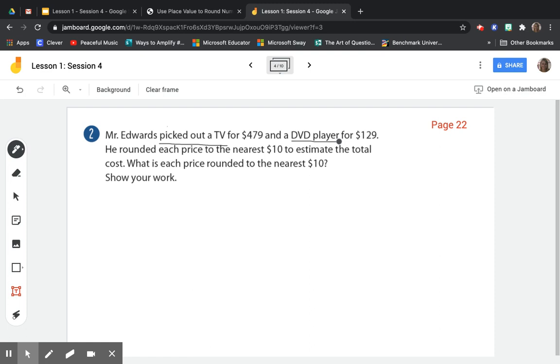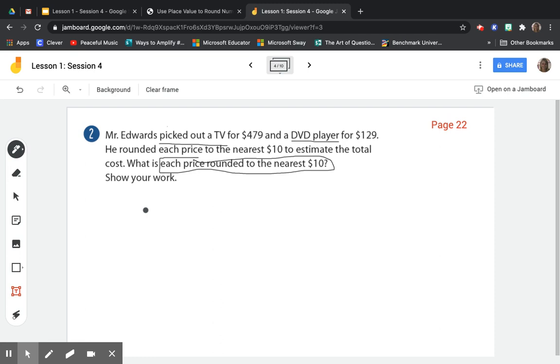I'm going to read it again. Mr. Edwards picked out a TV for $479 and a DVD player for $129. He rounded each price to the nearest $10 to estimate the total cost. What is each price rounded to the nearest $10? Show your work. So what is it asking me? It's asking me what each price is rounded to the nearest $10.